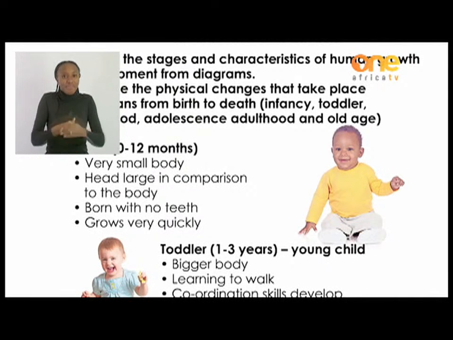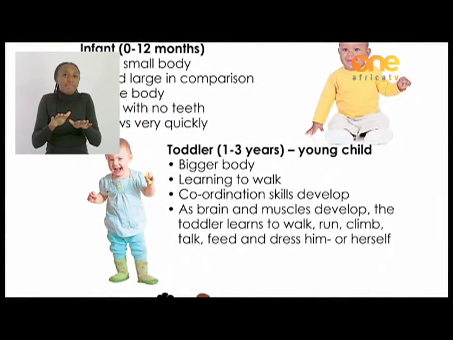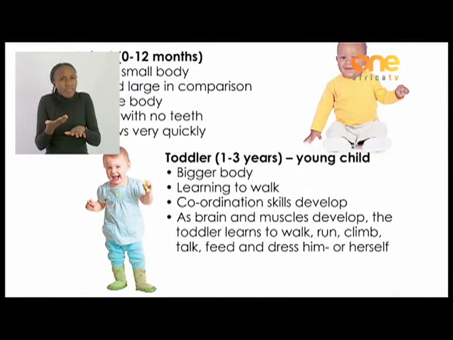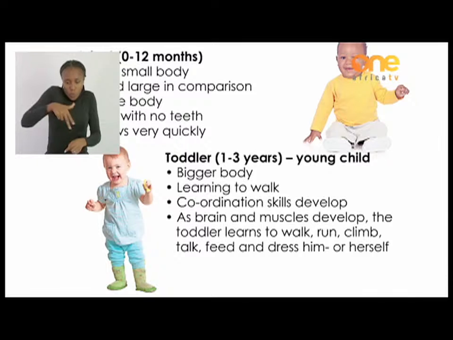We're moving on to toddler, which is the next stage or the second stage after being an infant or a baby. How will you be able to tell that somebody is a toddler? First thing is about the ages or years. A toddler should be at the age of 1 to 3. How do they look like? Their bodies begin to get bigger. They learn how to walk. Their coordination skills develop. It means that they start now to do things by themselves. They know that if I want to walk from here to there, I'll hold on a chair or I'll hold on a bed or whatever.